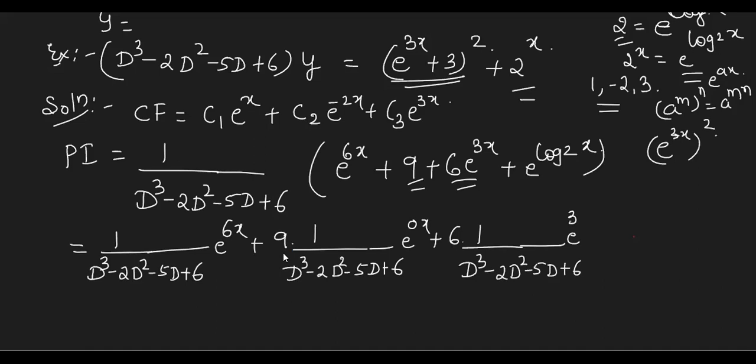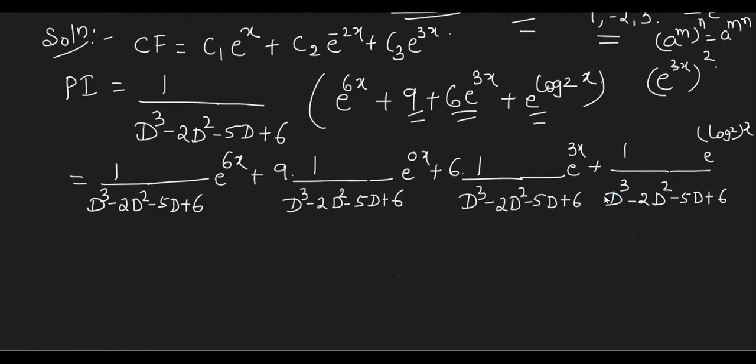Then e raised to 3x. How to write for this last? Same: e raised to 1 upon f of d into e raised to log 2 into x.